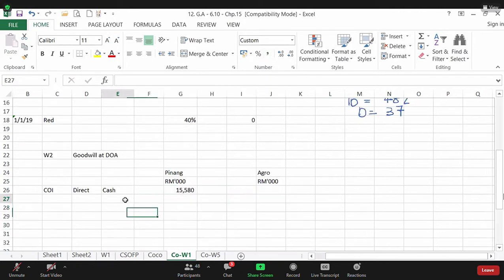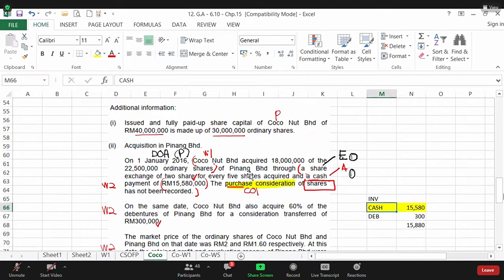Then my question, what is the amount of share value which is issued the share? So in this question, how Coconut pay if he transfer a share? Exchange, he having an exchange. This is kind of system barter. Okay, barter. Okay, 2 share for every 5 unit share acquired. Okay, what is the ratio here? 5/2 or 2/5?